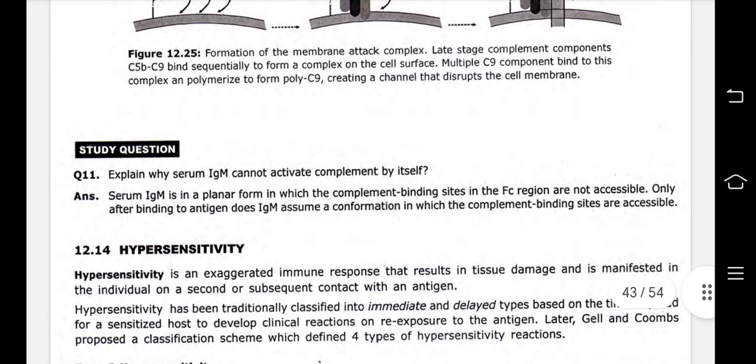Then explain why serum IgM cannot activate complement by itself. Serum IgM is in a planar form in which the complement binding sites in the Fc region are not accessible. Only after binding to antigen does IgM assume a conformation in which the complement binding sites are accessible.